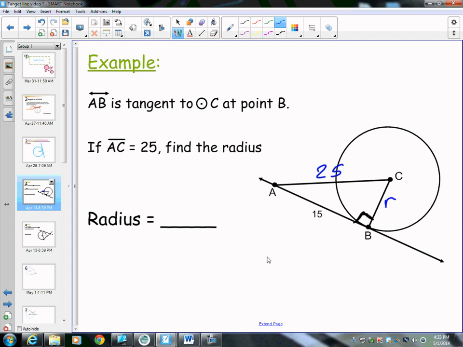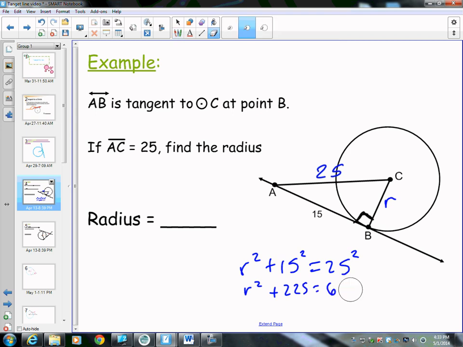So how do we find the radius? What shape do we have? We have a triangle, more specifically a right triangle. If I know two of the sides of a right triangle, I can find the third by the Pythagorean theorem. So R squared plus 15 squared is equal to 25 squared. 15 squared is 225, and 25 squared is 625. We can subtract 225 on both sides. We're left with R squared is equal to 625 minus 225, which is 400.